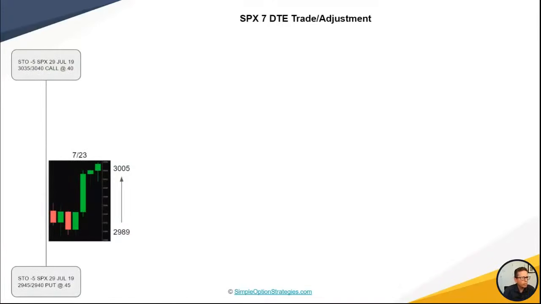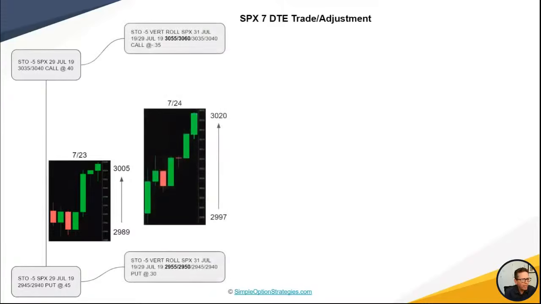So I put on this trade. It was a 30-35, 30-40 call spread, and a 29-45, 29-40 put spread. Let's go through it here. So the next day, the market moved up, and it did threaten the call spread. And so what I did was I rolled the call spread, and it cost me 35 cents to roll.